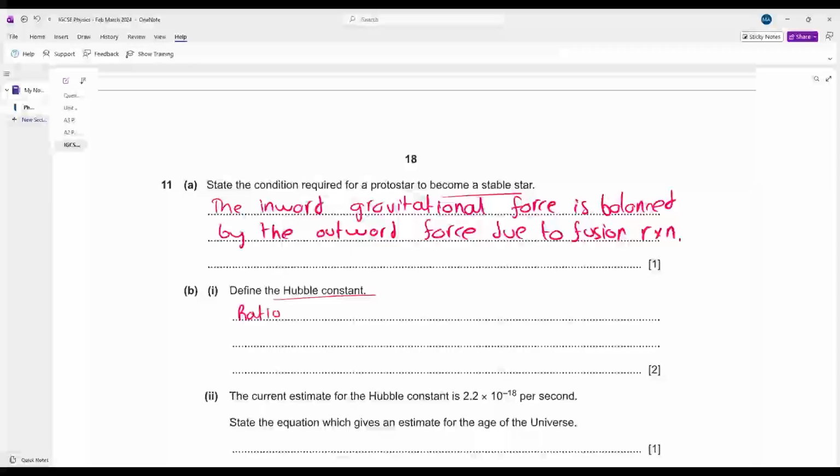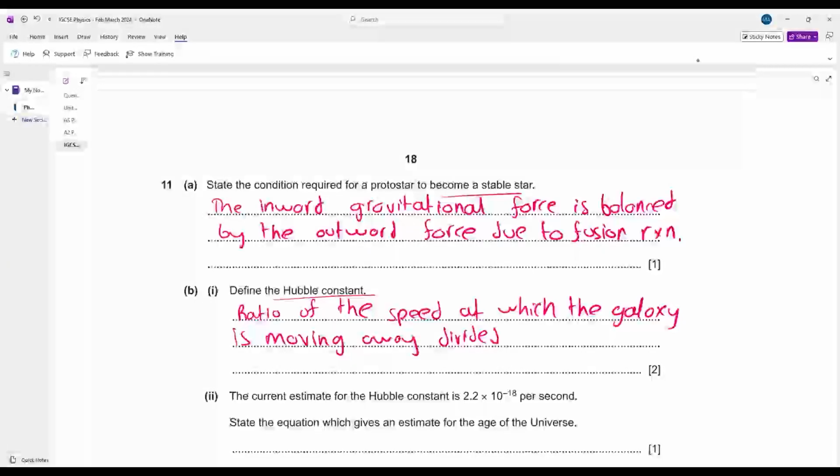Define the Hubble's constant, very, very easy. Ratio of the speed at which the galaxy is moving away, divided by the distance between the observer and the galaxy. Simple.